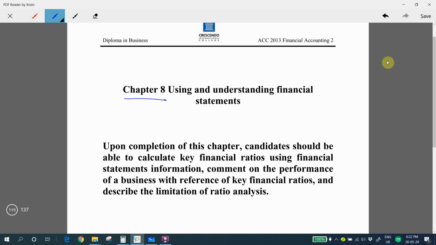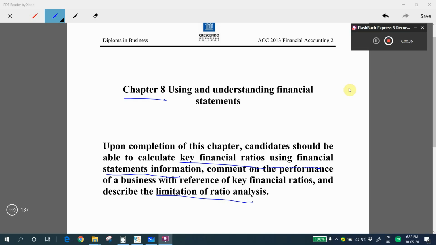So what we can learn in this chapter: upon completion of this chapter, candidates should be able to calculate the key financial ratios by using the financial statement information, comment on the performance of a business with reference to key financial ratios, and describe the limitations of ratio analysis. So let's start.